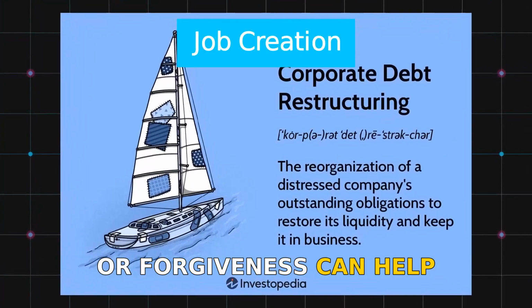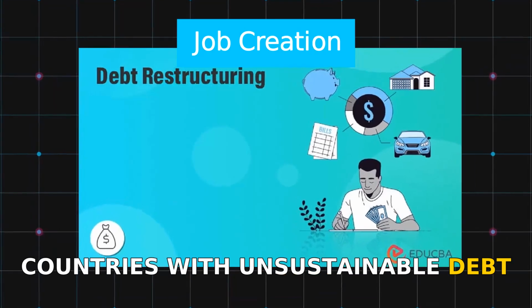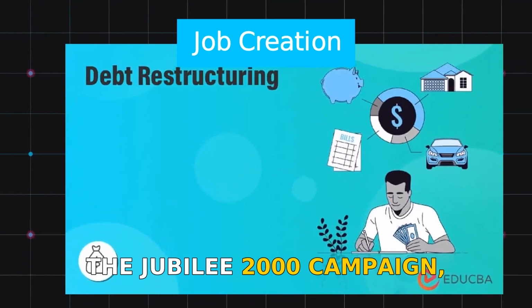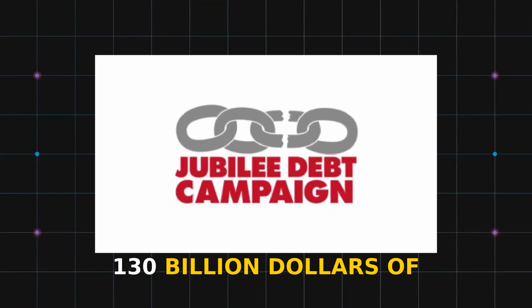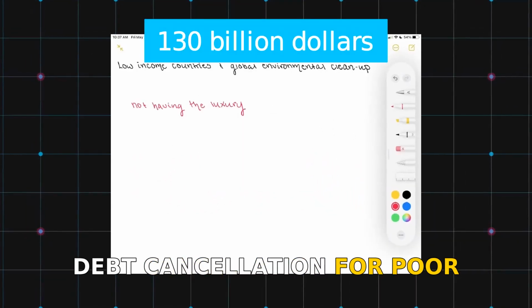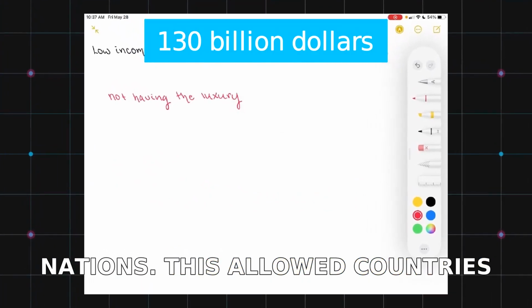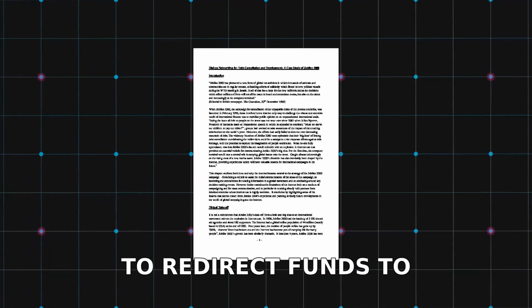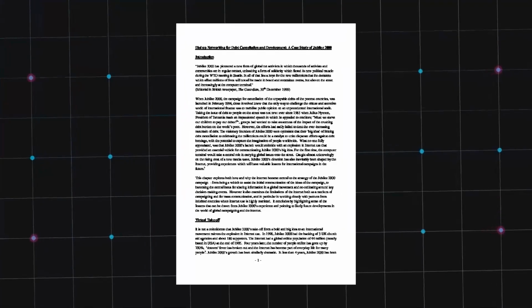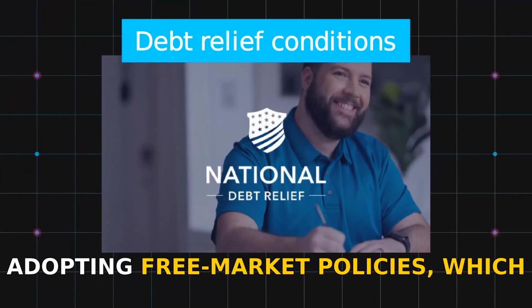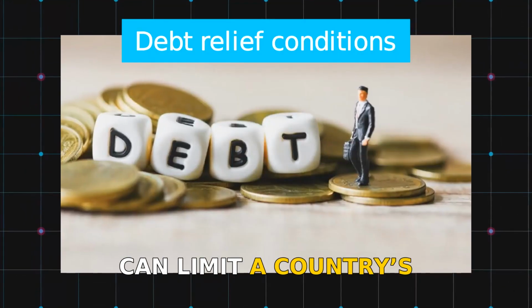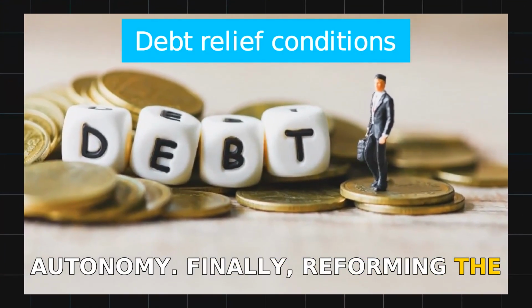Third, debt restructuring or forgiveness can help countries with unsustainable debt levels. The Jubilee 2000 campaign, for example, led to $130 billion of debt cancellation for poor nations. This allowed countries to redirect funds to development instead of interest payments. However, debt relief often comes with conditions like adopting free market policies, which can limit a country's autonomy.